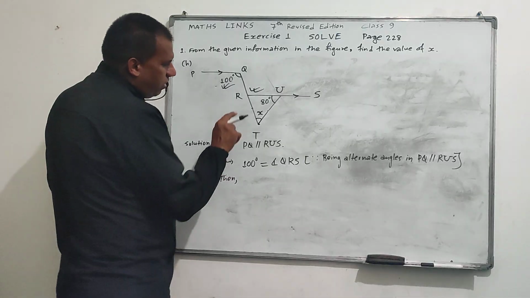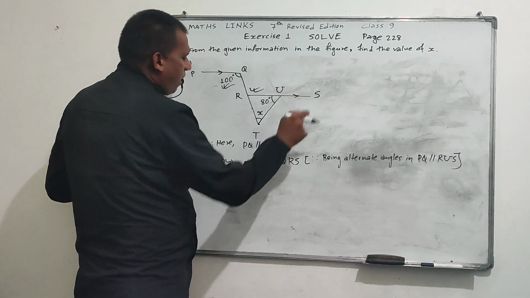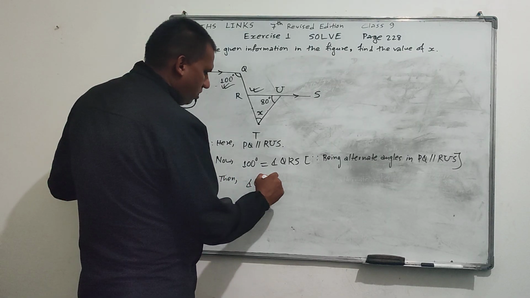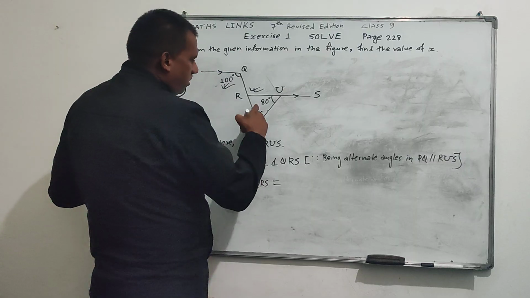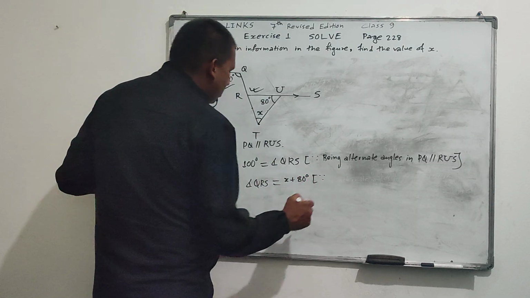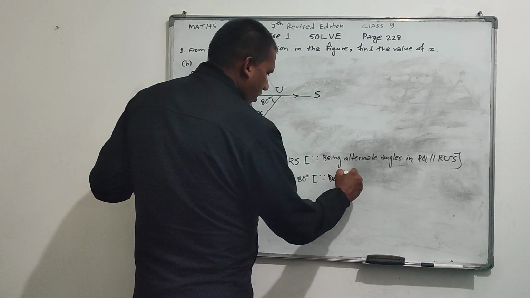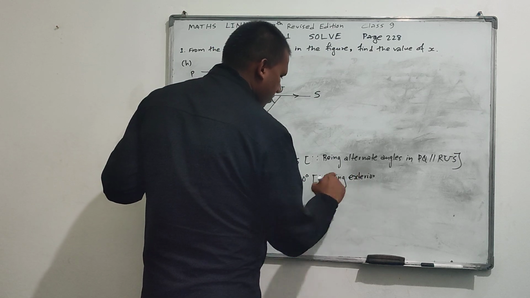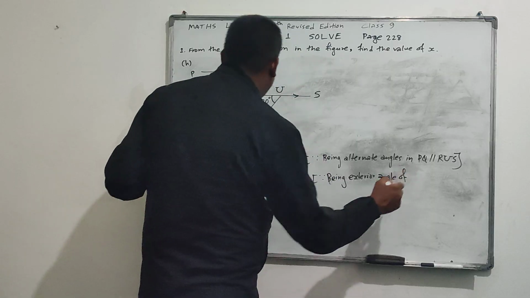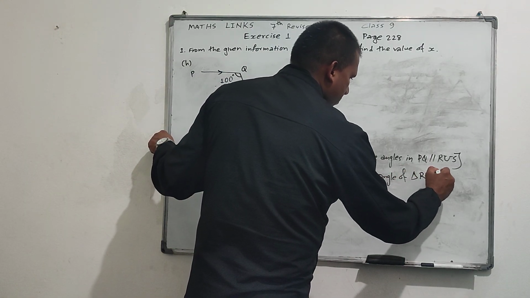Then in this triangle RTU, angle QRS is the exterior angle. So we can write angle QRS equals x plus 80 degrees, because it is the exterior angle of triangle RTU.